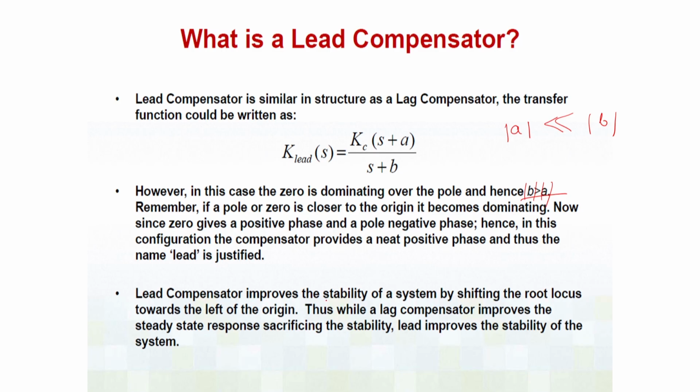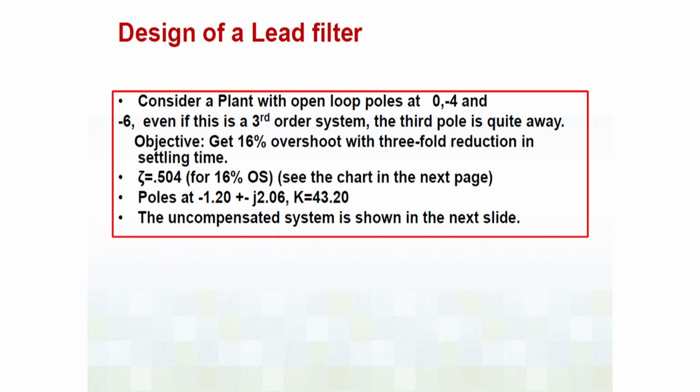It improves the stability of a system by shifting the root locus towards the left of the origin, so that the lead compensator can create a much more stable solution. So, while the lag compensator improves the steady state response, sacrificing the stability, lead improves the stability of the system. Both of them work for certain very specific purposes. Now, let us look into the design of a lead filter.